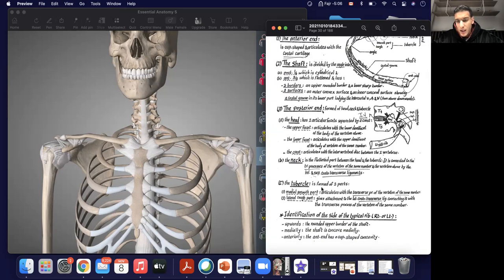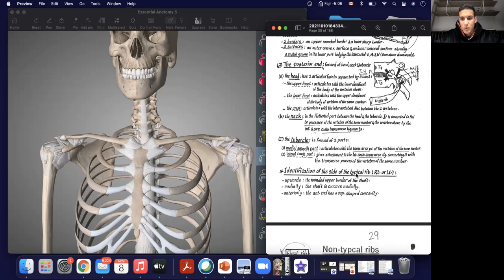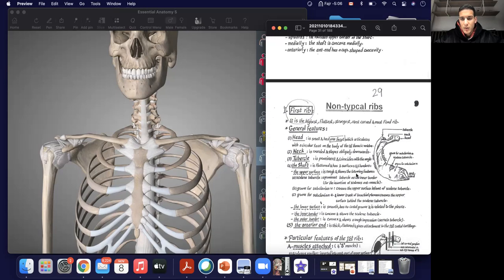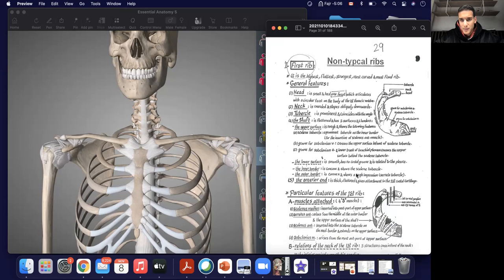And the tubercle is formed of two parts. The medial one is not needed. Just know there's a tubercle, but make sure you know what it articulates with. It articulates with the transverse process of the vertebra of the same number, and gives attachment to the lateral costal transverse ligament, connecting it to the transverse process of the vertebra of the same number. You have to really pay attention to this part. My advice is to look at many pictures and read about it until you get your head wrapped around it. It took me a lot of time to really understand this part, but once you get it, it's easy. But I will not discuss it right now for the time that I have.